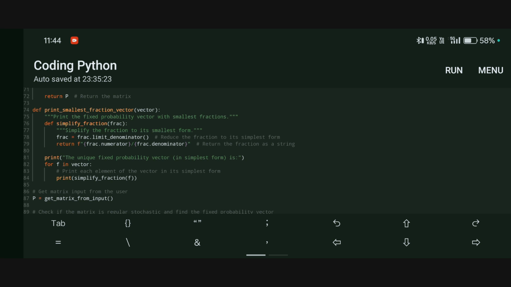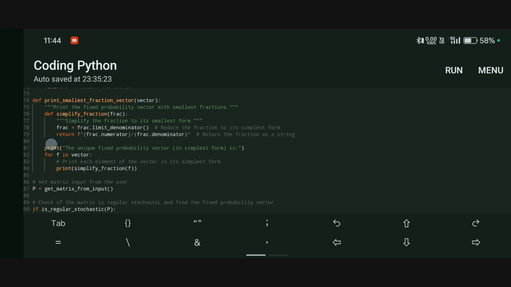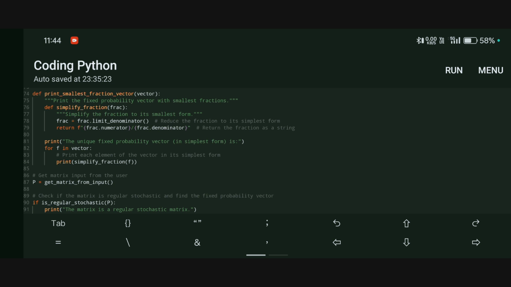Okay, now print the fixed vector in its smallest fraction form. The smallest fraction for a vector means we get the largest reduced denominator for the fraction form of the probability vector. So we have to minimize the fraction. We can use a function, smallest fraction vector. Simplify fraction is a function used where the fraction equals Fraction.limit_denominator, which reduces the fraction into its simplest form.